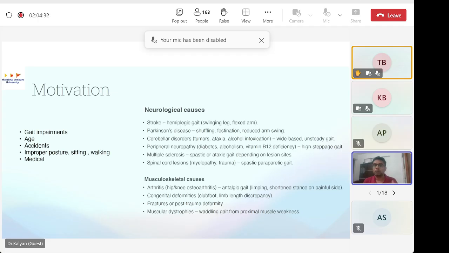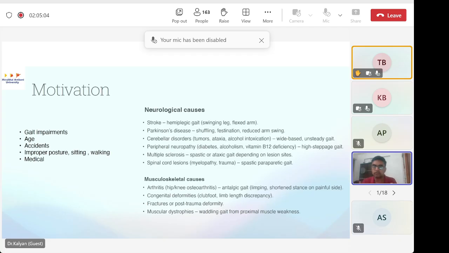There are also musculoskeletal causes, which are most common. We all know arthritis, which leads to antalgic gait, which is limping with a shortened stance on the painful side. So your gait cycle is uniform on one leg, but not uniform on the other leg. There could be other congenital deformities, which we are not focusing on. There could be muscular dystrophies, and the kind of gait that comes up is waddling gait. You basically just keep moving back and forth.